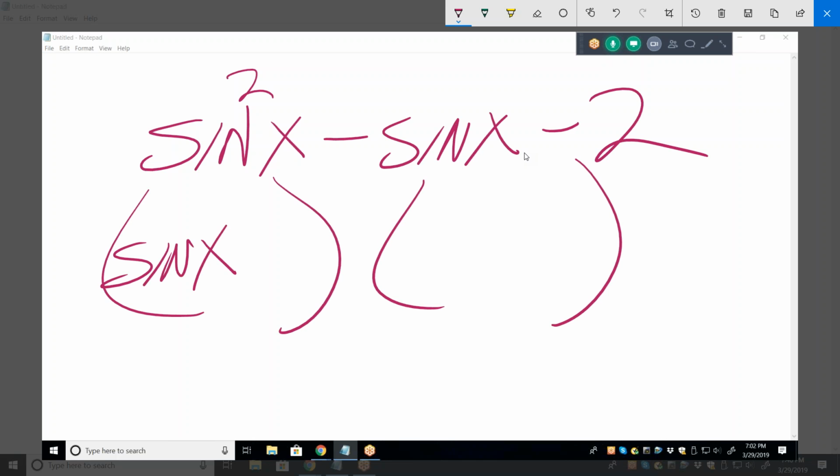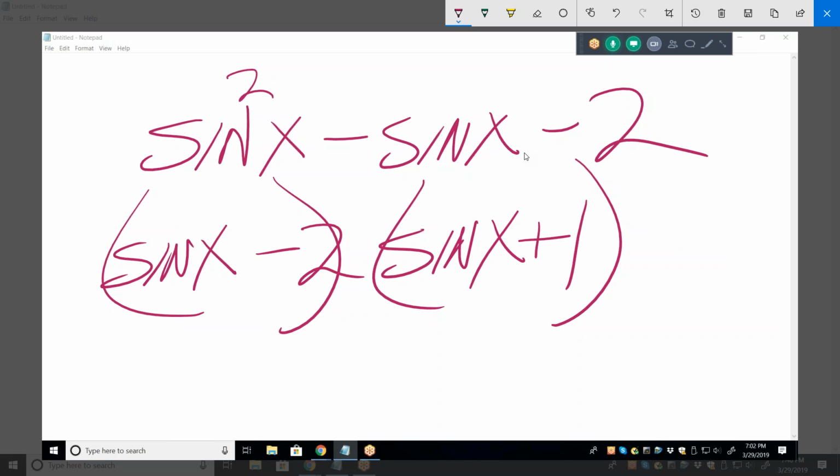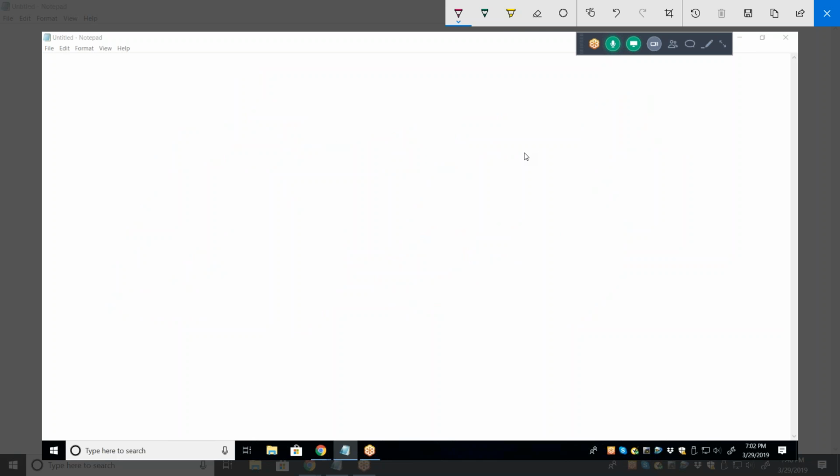So sine x, opposite signs. 2 goes there, 1 goes there. Okay? I don't know if you're going to get problems like that, but I thought I might as well cover it. If they gave you a k to the 6th, they're certainly capable of giving you an e to the 2x.